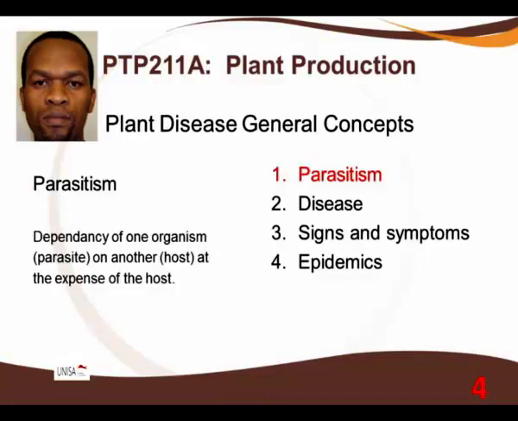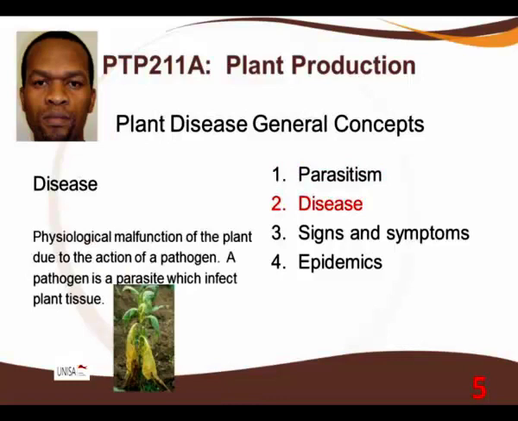Parasitism is the dependence of one organism, the parasite, on another, the host, at the expense of the host. Plant disease develops because a disease-causing parasite, the pathogen, derives its living from the plant. A disease is a physiological malfunction of the plant due to the action of a pathogen. The plant gets weakened, and if symptoms persist, it may die.